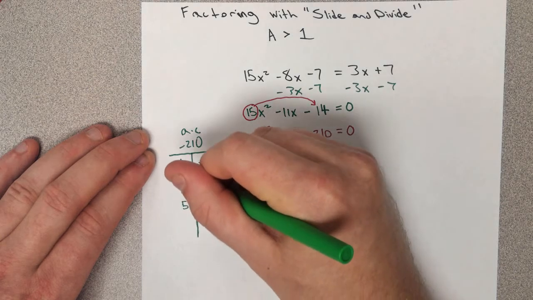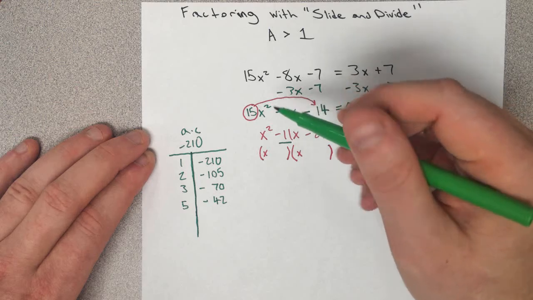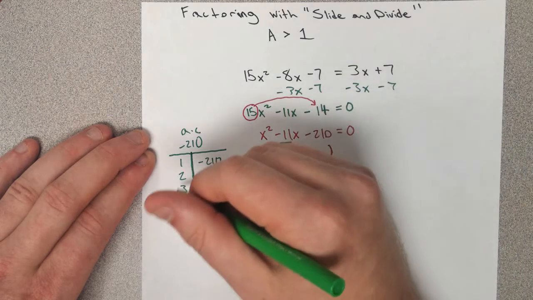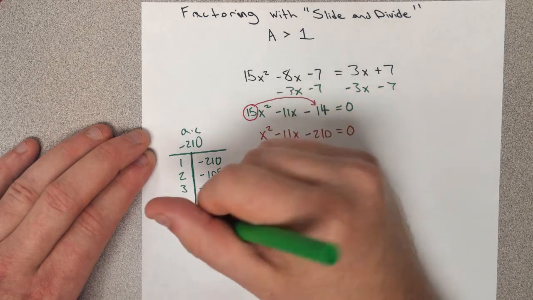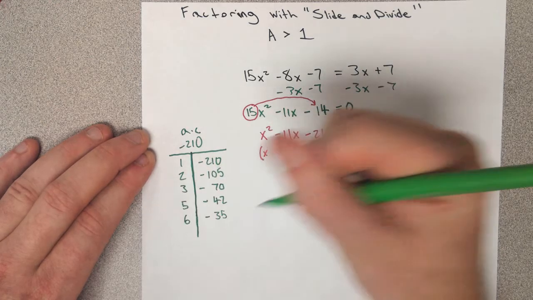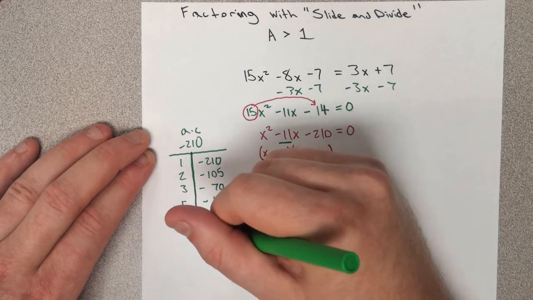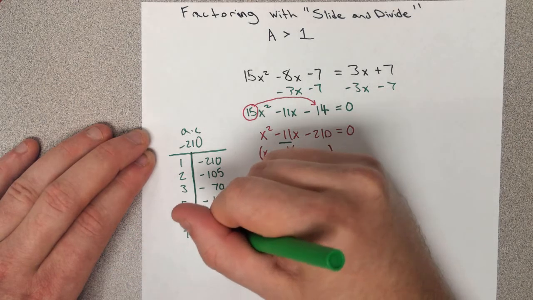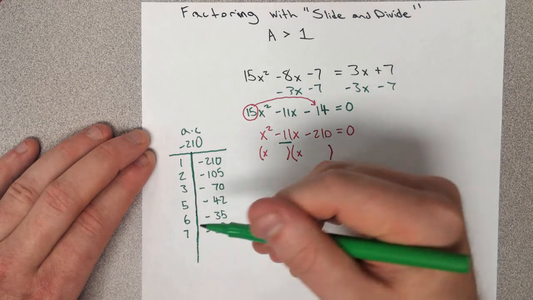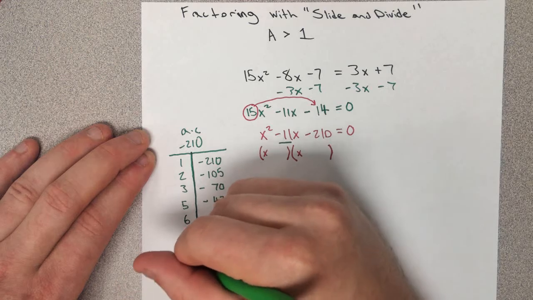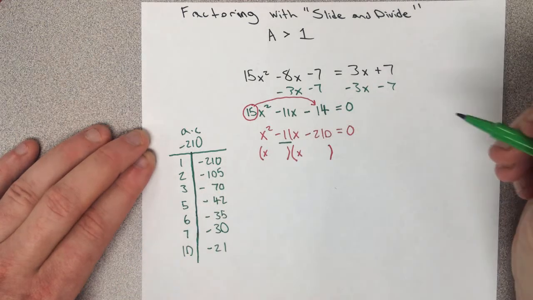There are a lot of factors here, but again, I'm just looking for the pair that adds up to negative 11. What about 6? Yep, 2 and 3 are both factors, so that means 6 times negative 35. 7 is also a factor, 7 times negative 30. What about 8? No, 8 doesn't work. 9? No. What about 10? 10 is a factor, 10 and negative 21.